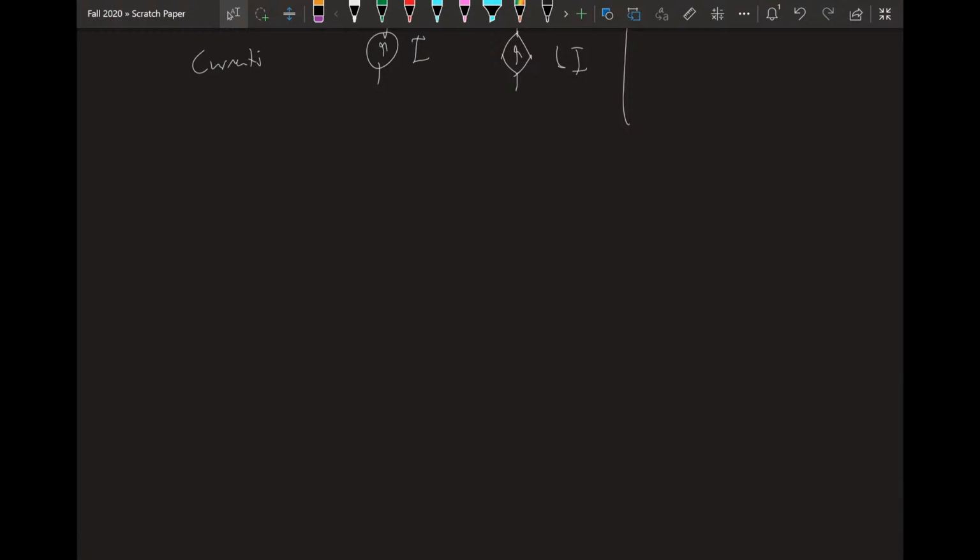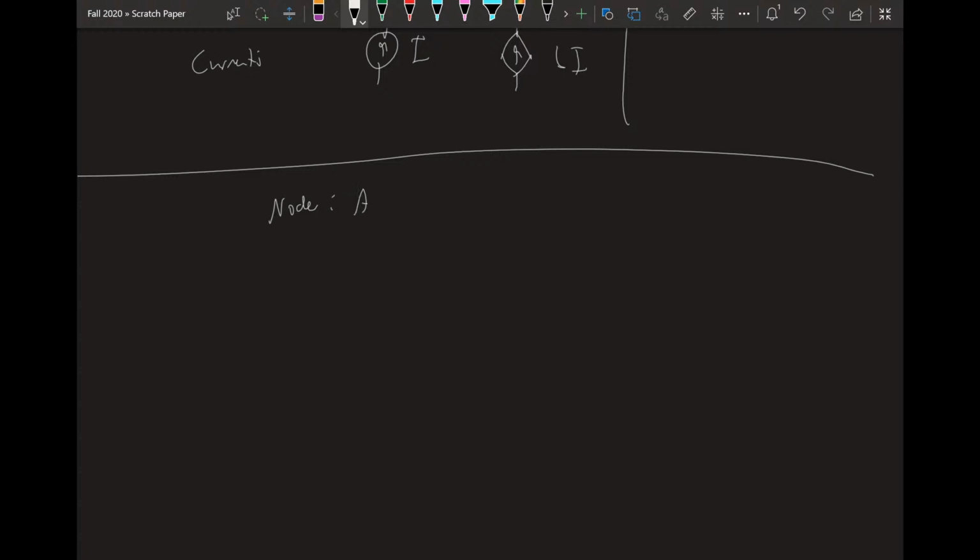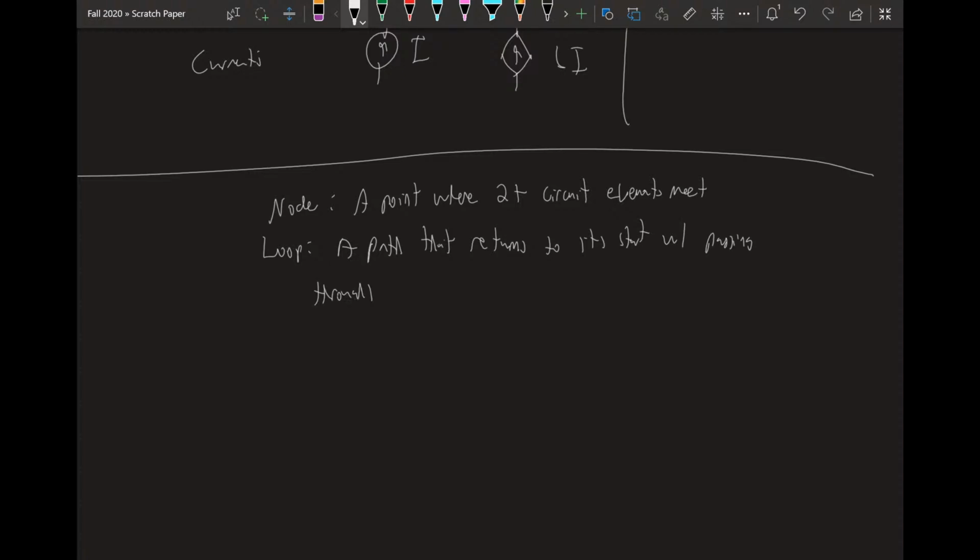So, moving on to Kirchhoff's laws. Before starting that, let's define what a node is. A node is a point where two or more circuit elements meet. And then a loop is a path that returns to its start without passing through a node more than once.